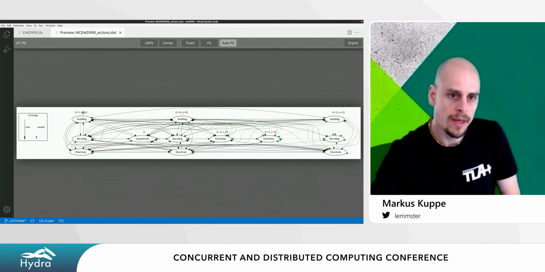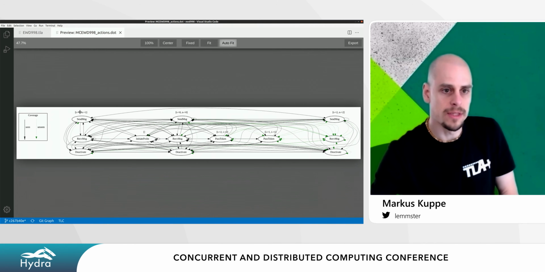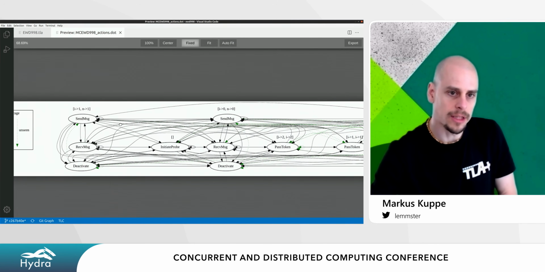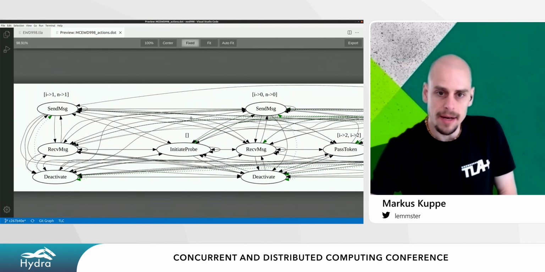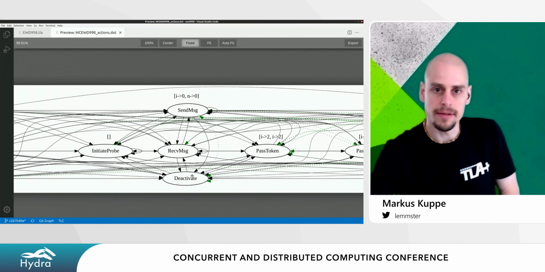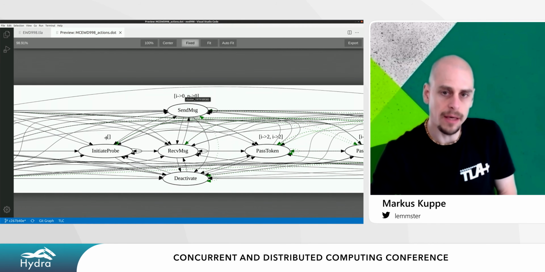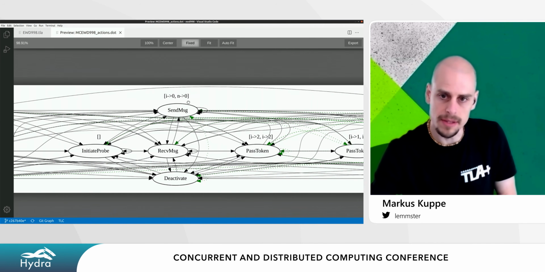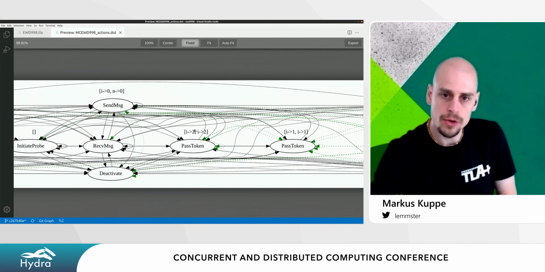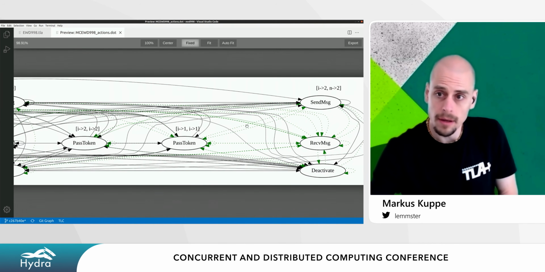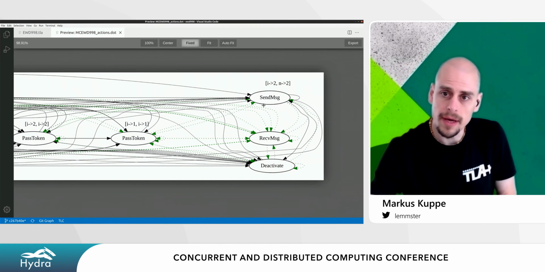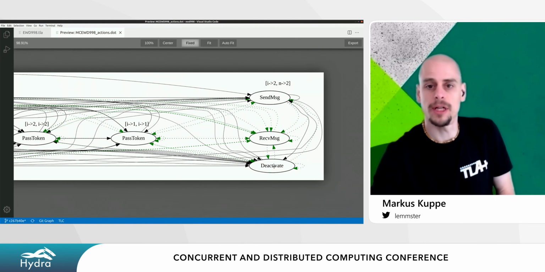So this row here is the send message, receive message, and deactivate with I equals 1. This one here is send message, receive message, and deactivate with I equals 0. Initiate probe doesn't take a context, so this is why it only appears once. Here's pass token for 2. Here's pass token for 1. And here for I equals 2, we have the send message, the receive message, and the deactivate.